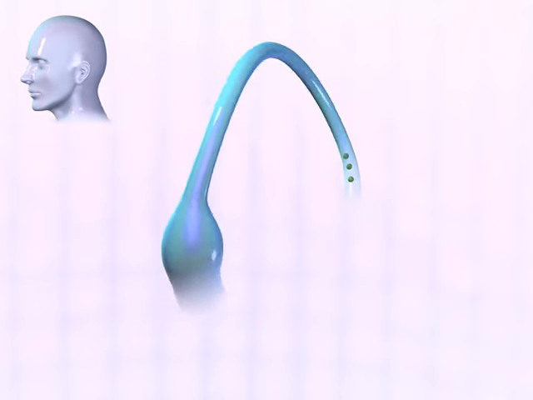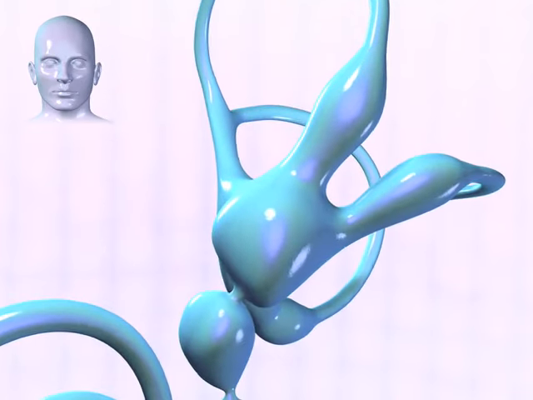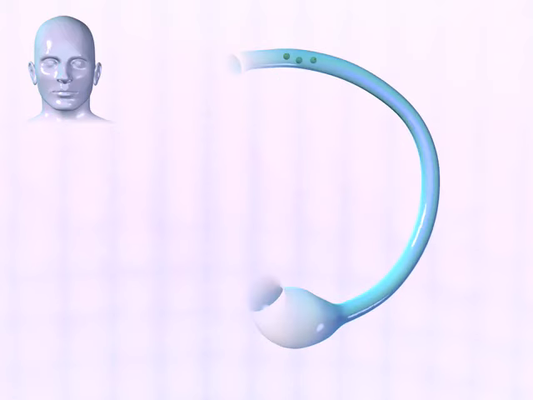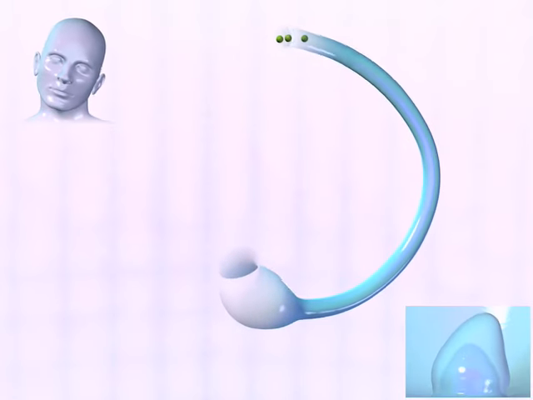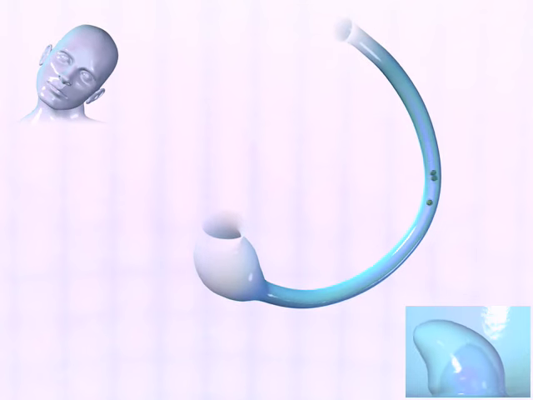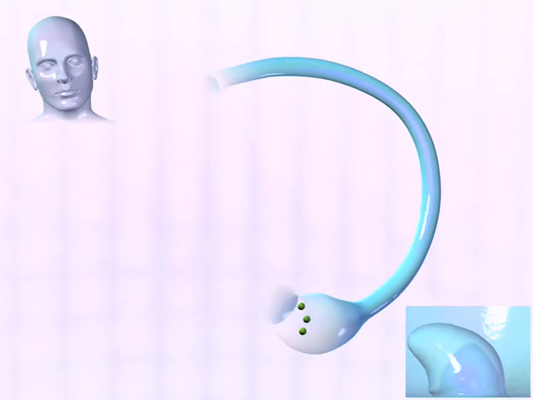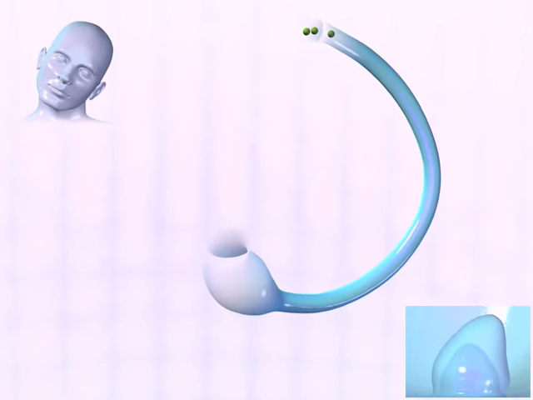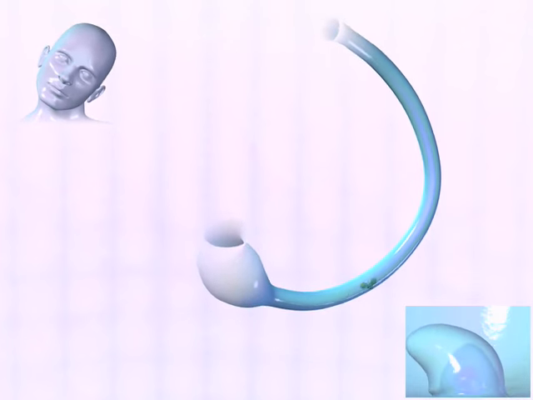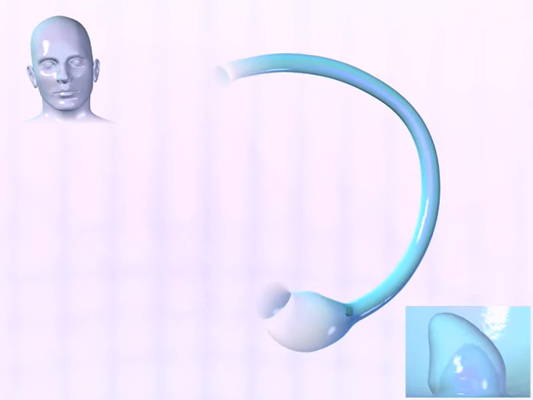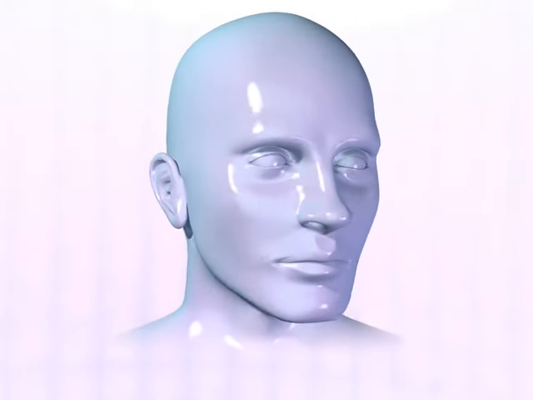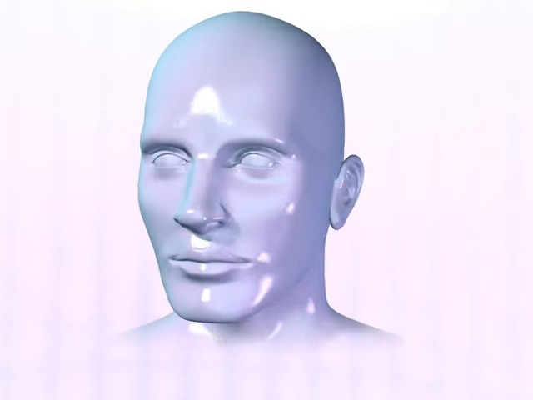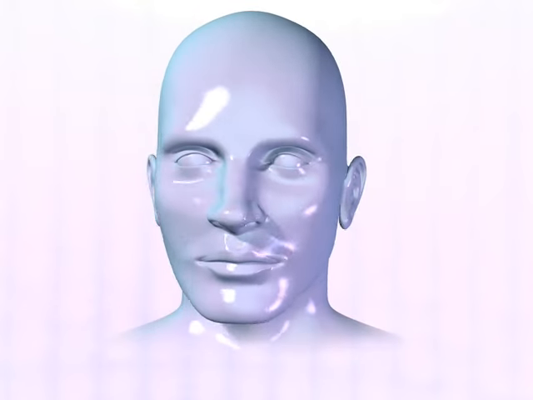To view endolymph motion in the posterior duct, we will show lateral bending of the head. As you can see, the flow of endolymph is an essential part of the body's sense of movement.